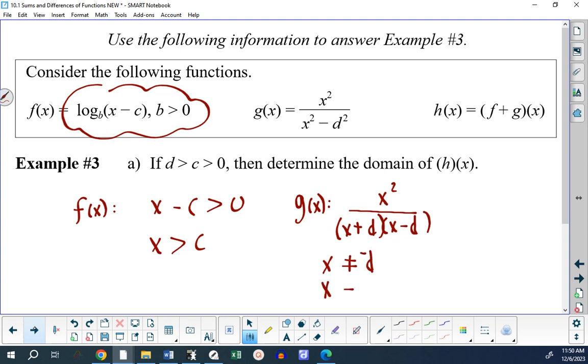has that for a domain, because there are asymptotes there. Not holes, by the way, asymptotes. So what is common? Well, we need to understand what this is saying. This is saying c and d are positive numbers, but d is a bigger number than c.